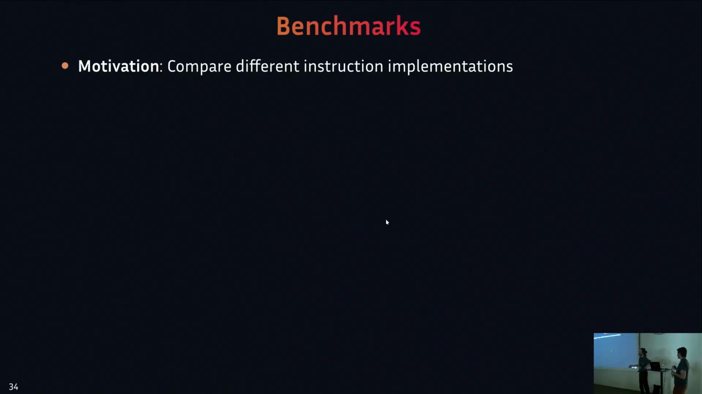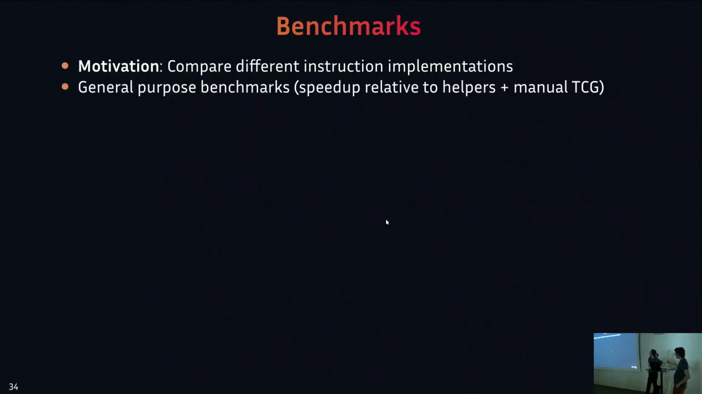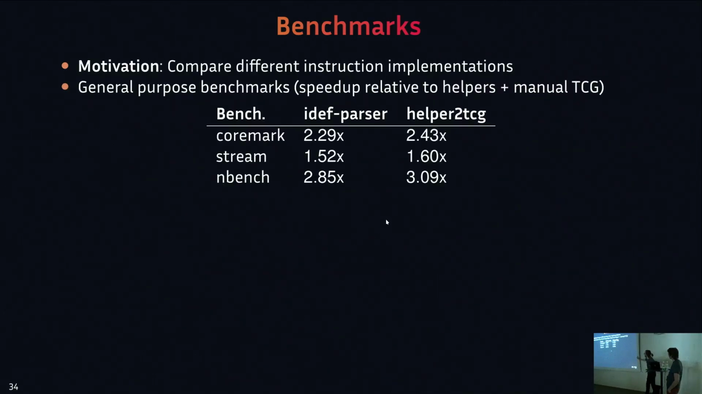We started out by running some normal general purpose benchmarks, which you can see right here. The figures are the speedups relative to QEMU Hexagon compiled with helper functions and a few manual overrides, manual TCG implementations for things such as loads and stores. So in this case, we see roughly 2 to 3 times speedup, which is pretty good in both cases. There's not a huge difference between idefparser and helper to TCG. Helper to TCG is a little bit faster, but not by a long shot in this case.